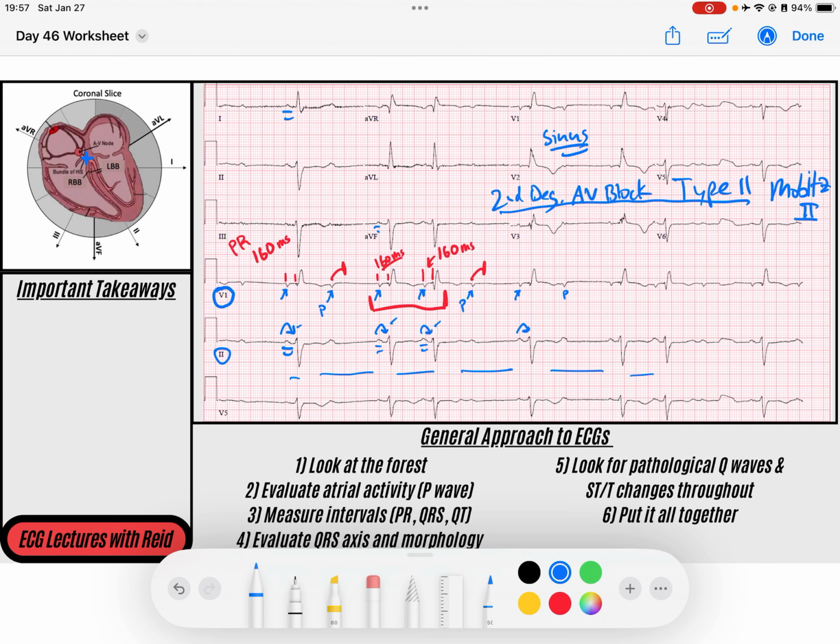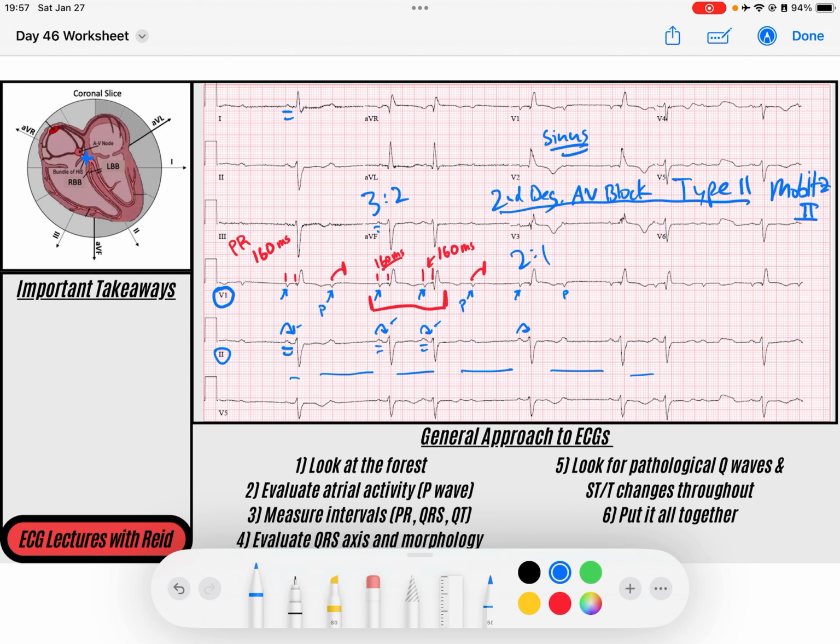So we've got a second degree type 2, Mobitz 2, with anywhere from 3 to 2 conduction, right, where we have 3 P waves and 2 QRSs, or 2 to 1, so kind of variable. Okay, but we're not done yet. We need to look at the rest of this EKG and see what's going on.